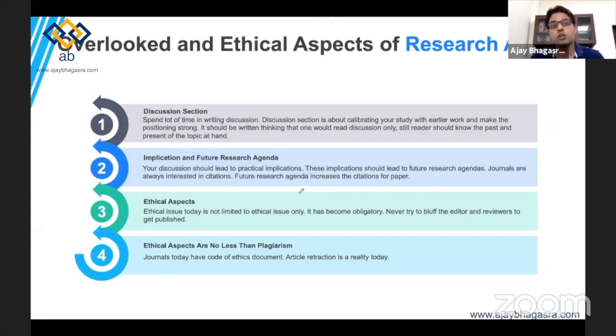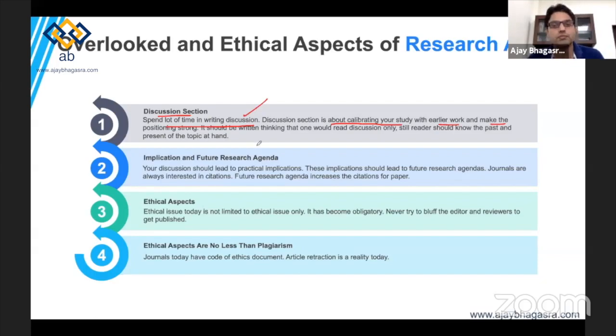Now let us come on to the overlooked aspects while you are writing papers, the ethical aspects of a research article. The first thing is the discussion section. I would urge all of you to spend a lot of time in writing the discussion, a lot of time. Because the discussion section, now read this line. The discussion section is about calibrating your study with earlier work and making the positioning strong. It should be written thinking that one would read the discussion only, still readers should know the past and present of the topic at hand.